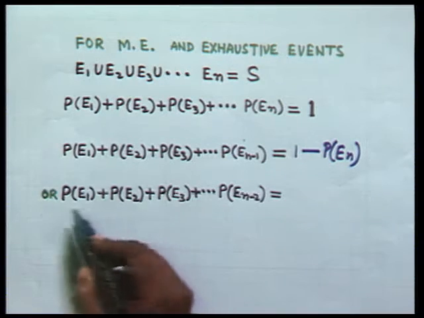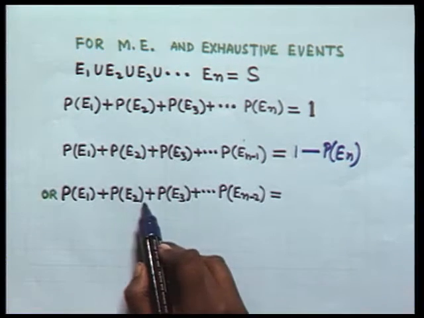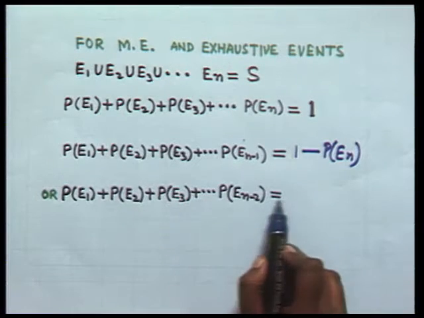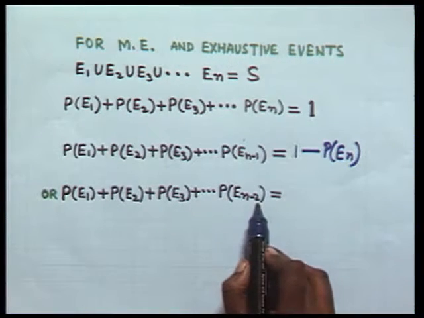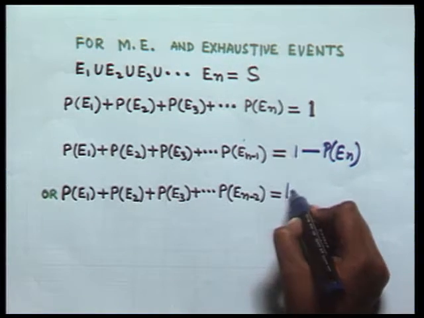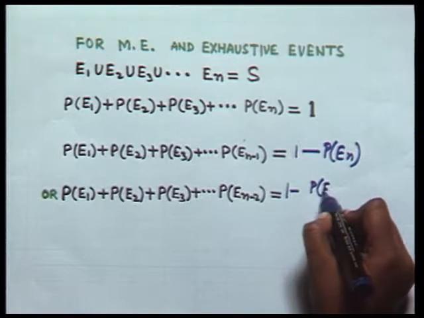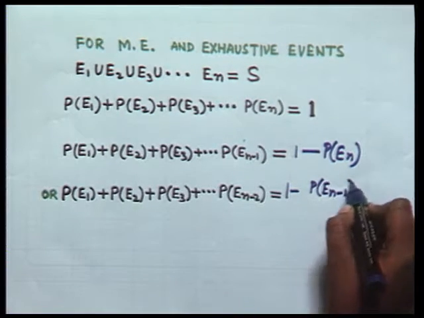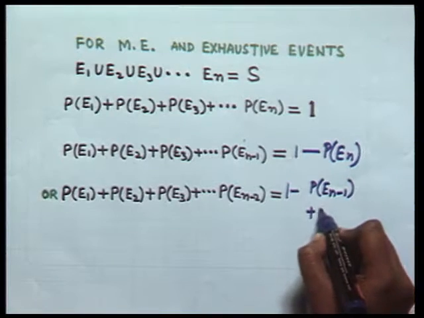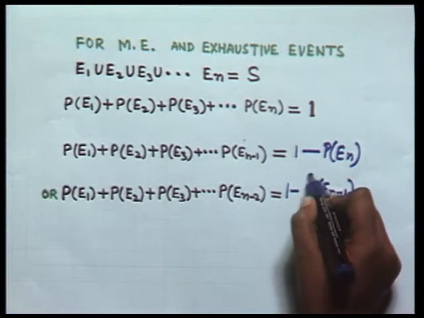or probability of E1 plus probability of E2 plus probability of E3 and so on plus probability of E(n-2) will be equal to 1 minus probability of E(n-1) plus probability of En.